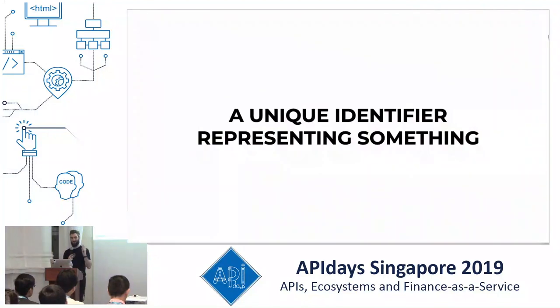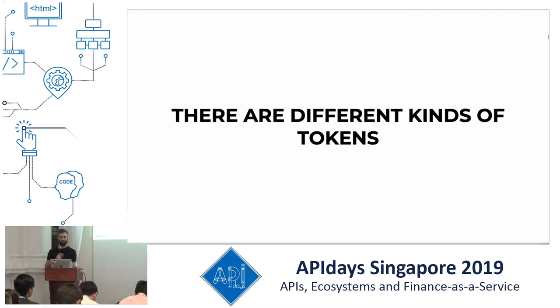So a token, to me, is a unique identifier representing something. What this something is, that's up to you. It can be the fact that you're authenticated or not. It can be the fact that you have access to a certain resource or not. It's just something that you can take, and from this token, you can get some meaning. It represents something to you, the person who's consuming that token. There are different kinds of tokens.